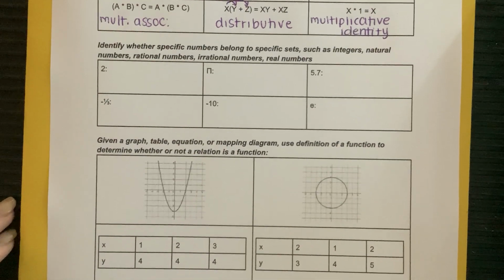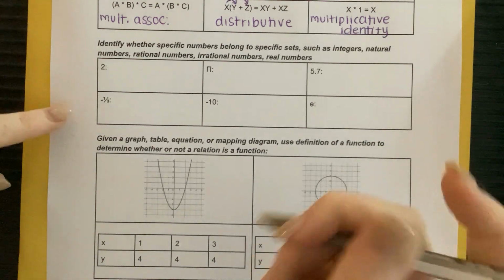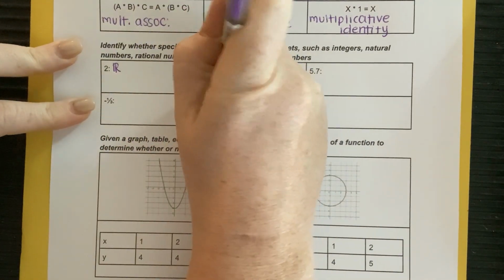Okay, next part is you need to be able to identify specific numbers belonging to specific sets, such as your integers, natural numbers, rational numbers, irrational numbers, and real numbers. Okay, the first one that is the easiest to see. When you think of real numbers, you're thinking of any number that's not i. So automatically, every single one of these, this is a real number. This is a real number. This is a real number.